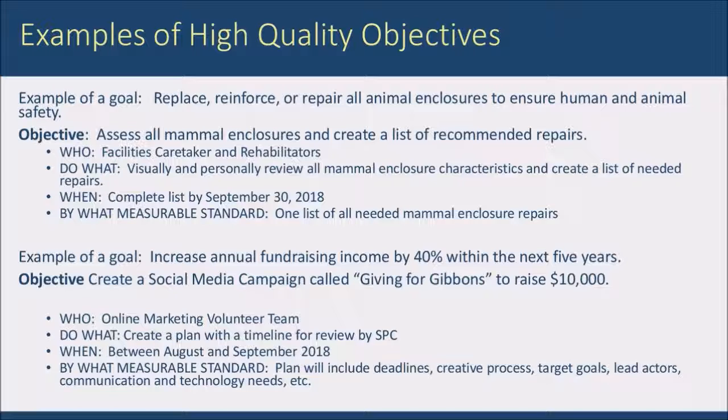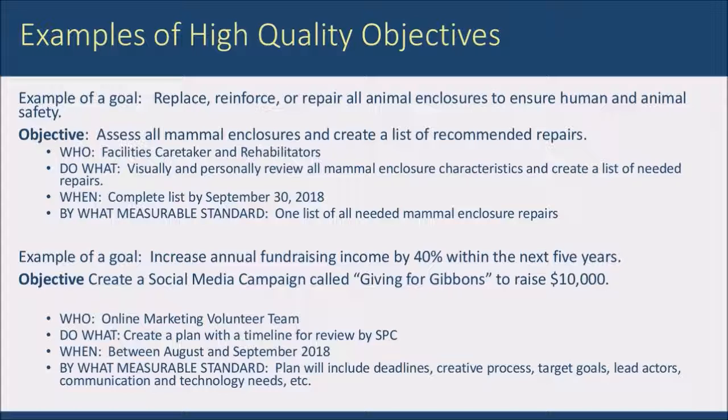Another example is for a goal. An example of a goal that an objective will serve is: increase annual fundraising income by 40% within the next 5 years. So that's the goal. Now the objective, one of the objectives, because that goal could have multiple objectives in it. One that we chose to use as an example is: create a social media campaign called Giving for Givens to raise $10,000. That's the objective.